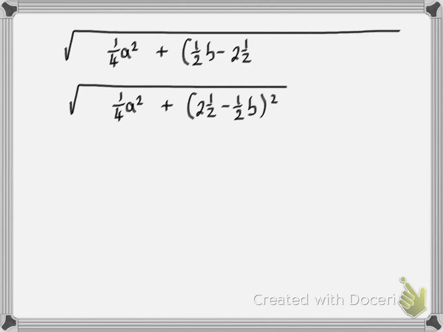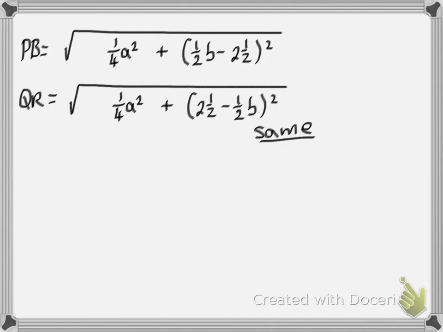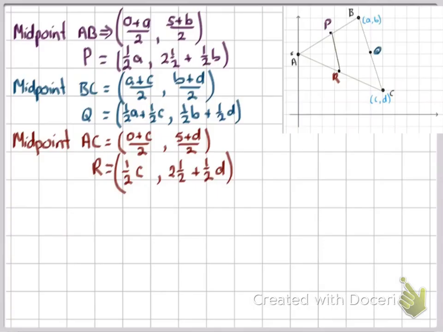So here I've put them both together, and you can see that PB is the same as QR. So therefore, they're the same length, must be parallel. Must be equal in length. And then we're going to check to see if the other two are the same length. If PR is equal to BQ, then that would make a parallelogram. Actually it would be, yes, it would be a parallelogram.